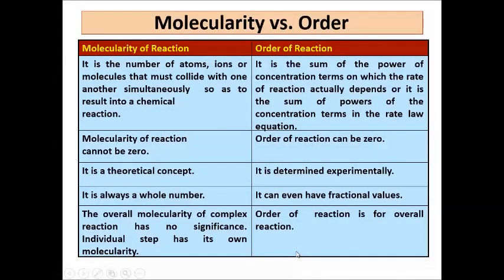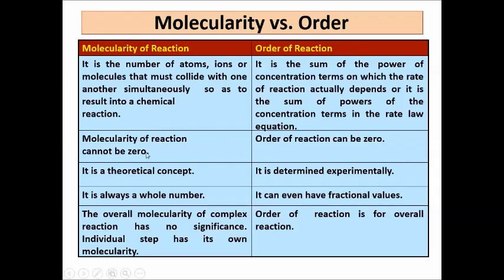Now we can see the difference between molecularity and order. When you compare these two, almost the same things are coming, so you can divide it into two groups and explain the comparison. Molecularity means the number of atoms or ions or molecules that must collide with one another simultaneously so as to result in a chemical reaction. Whereas the order is what? It is the sum of the powers of the concentration terms on which the rate of the reaction depends, or the sum of the powers of the concentration terms in the rate law equation.